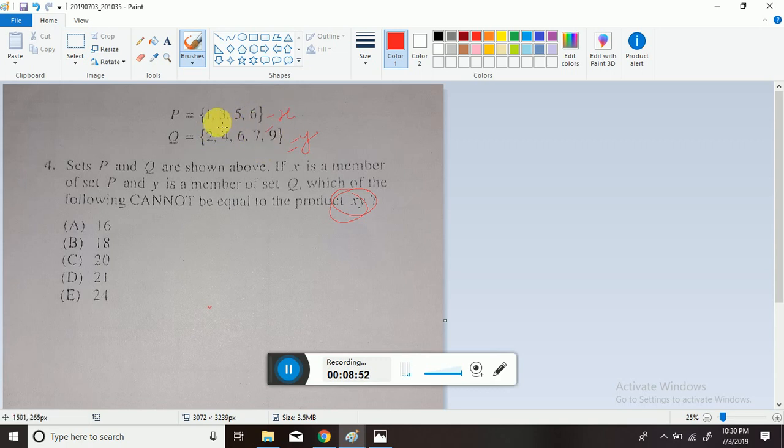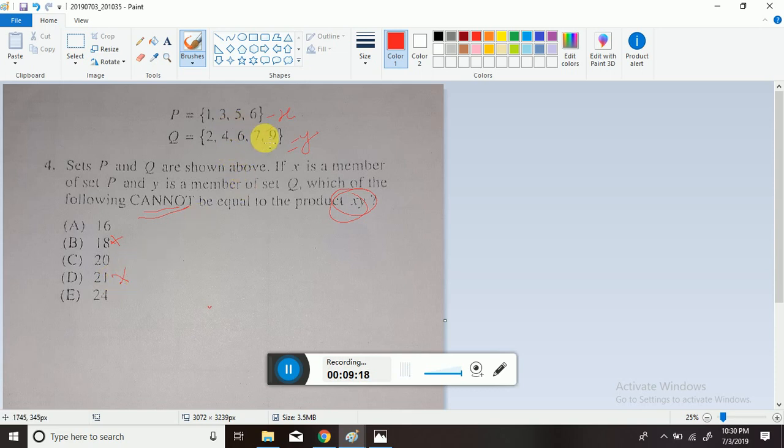So let us start with 1. 1 makes 2, 4, 6, 7, 9. These are not among the options. So let us come to 3. 3 times 4 is 12. 12 is not in the options. 3 times 6 is 18. 18 is here, so this is not our case, because we need the one that cannot be equal to the product XY. 3 times 7 is 21. 21 is also among the options, so it is also not our answer.